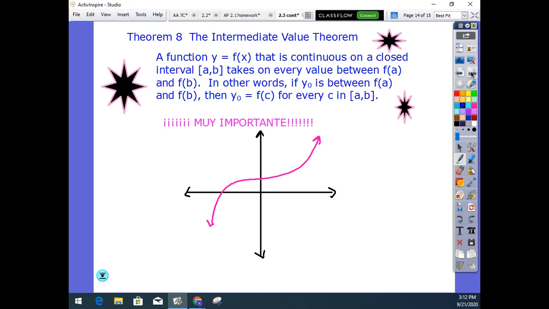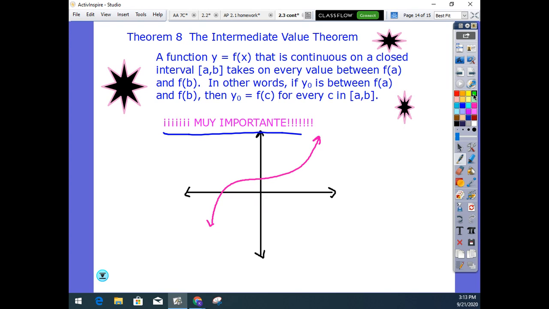Okay, so notice this has a lot of stars. It even has Spanish. Boy, this is super, super important. So take a minute, pause the video, write down the theorem, and then I'm going to talk about it. Okay.